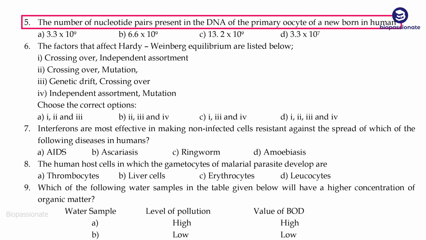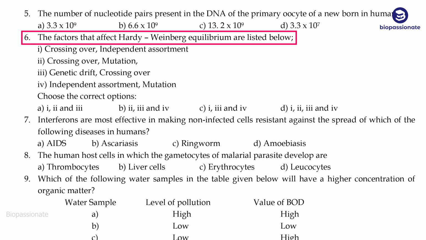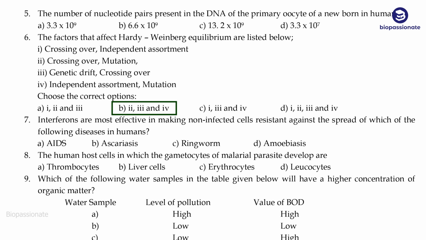5. The number of nucleotide pairs present in the DNA of the primary oocyte of a newborn in human. The answer is option B, 6.6 times 10 to the power of 9. 6. The factors that affect Hardy-Weinberg equilibrium are listed below. The answer is option B, 2, 3, and 4.